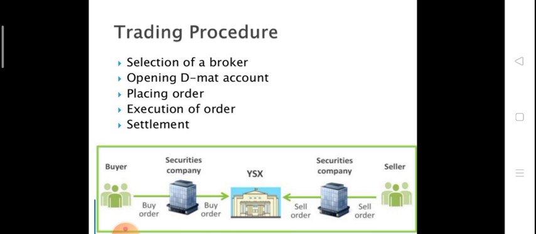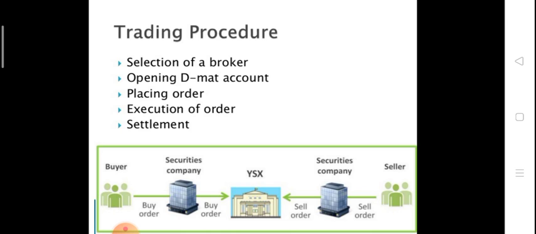and after that comes the execution of order, where the stock exchange executes the order to the companies. After execution comes settlement. Settlement means we send the money for purchasing, and that money goes to the company. So this is called settlement.